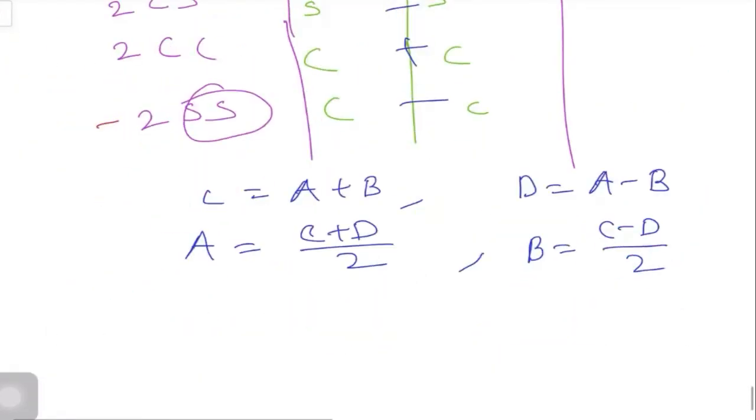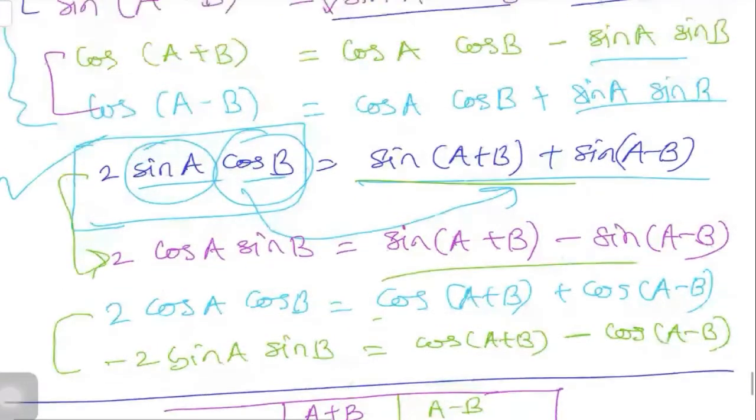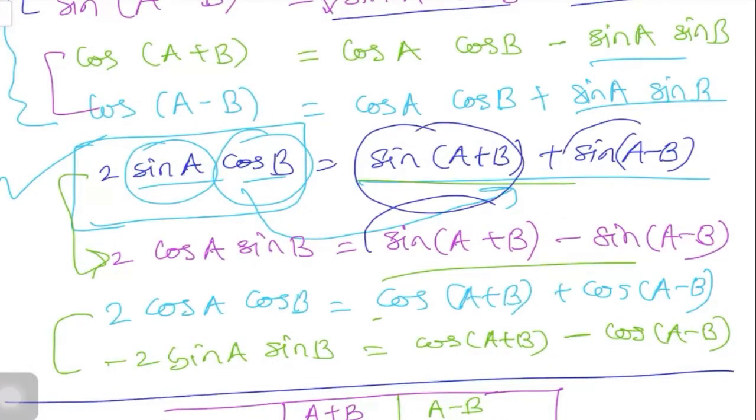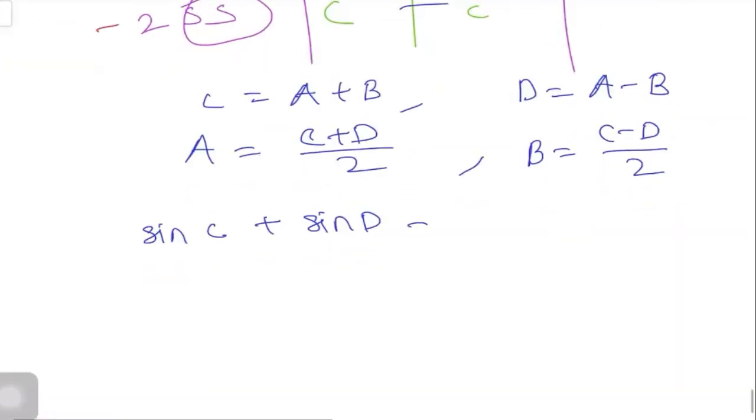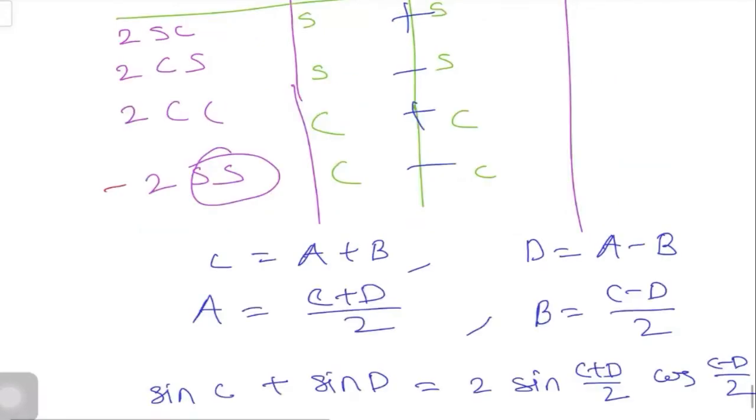So we can have the sin C plus sin D formula, and cos C plus cos D. So for sin C plus sin D, if you use this formula, on the left hand side we can have 2 sin A cos B. So it will become 2 sin A, where A is nothing but (C plus D) by 2, and then cos B, so that is (C minus D) by 2. So in that way you can have the formula. These are the formulas we are going to use, just in a modified way.